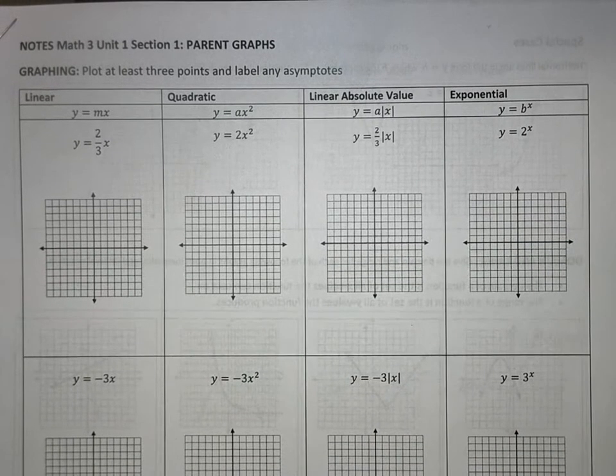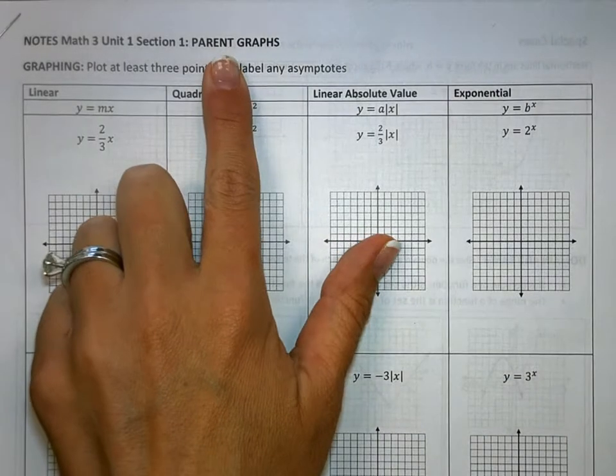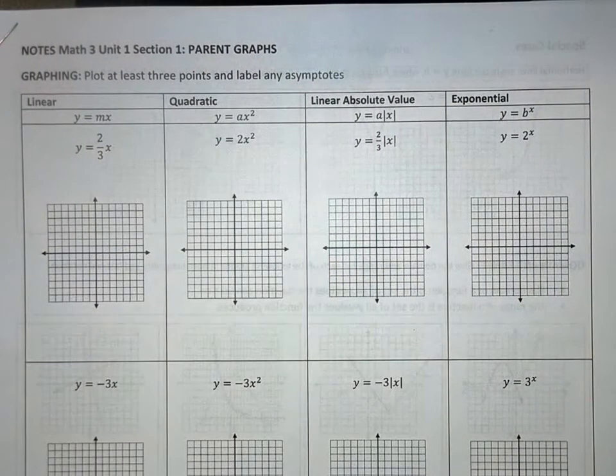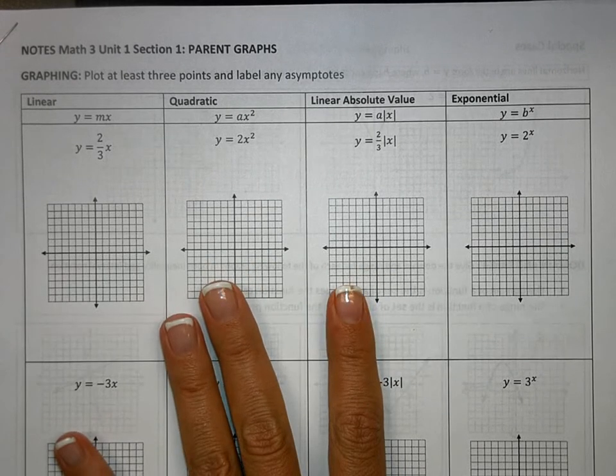Math 3, Unit 1, Section 1. So today we're talking about parent graphs. What we mean by that is, as we go through this, we're going to look at how graphs start, and then throughout this unit we're going to be shifting them and rotating them and moving them around. But it's important to understand where they start before they start moving.